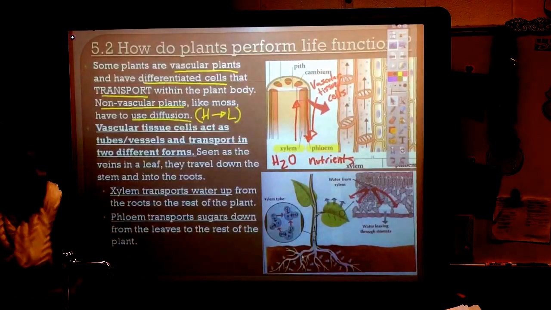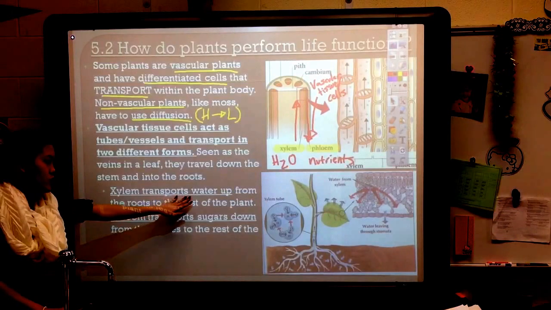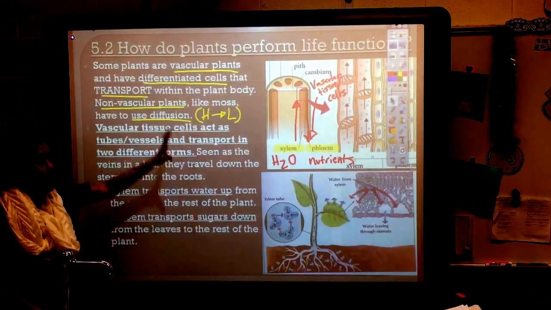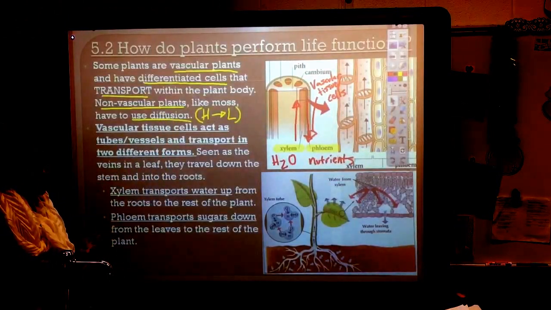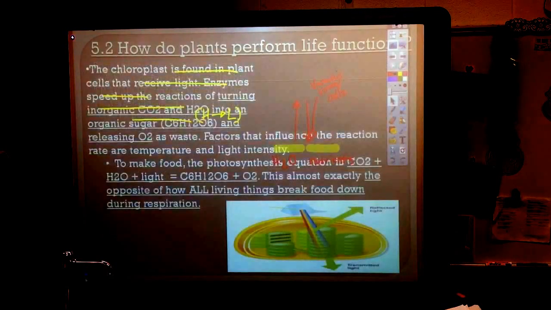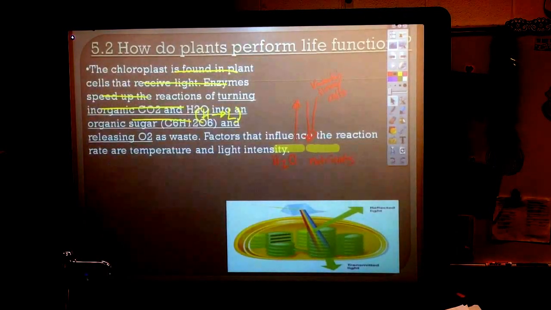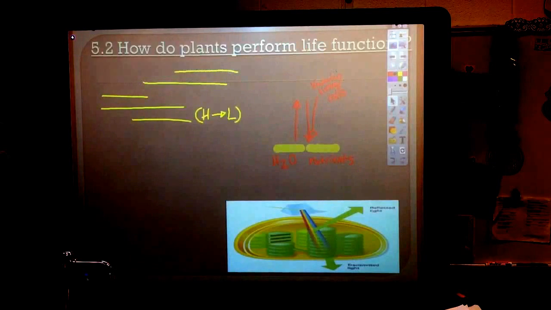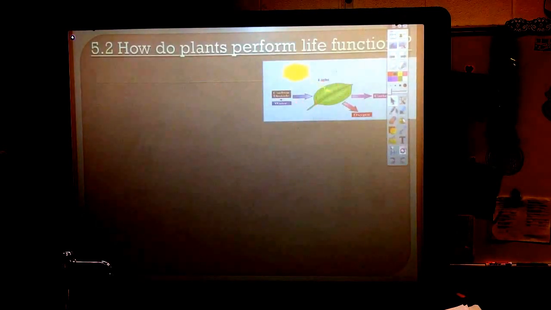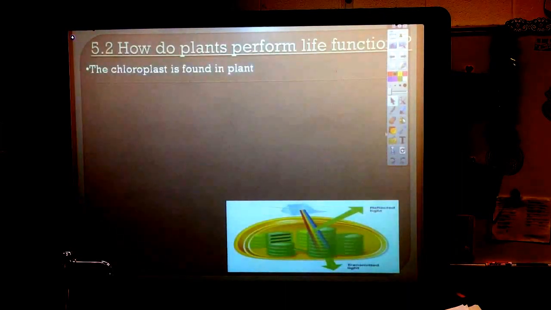So here we have xylem transports water up, phloem transports sugars down. Make sure you also draw on the picture to help you remember this process. I do want to go back really quickly and look at that previous picture. Actually, let's look at this bottom picture here.